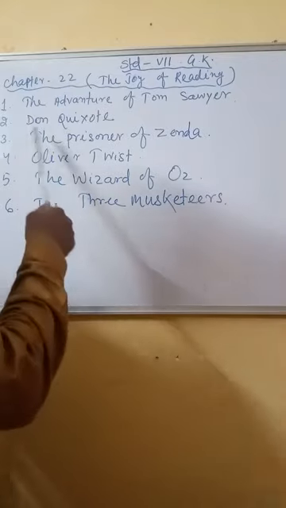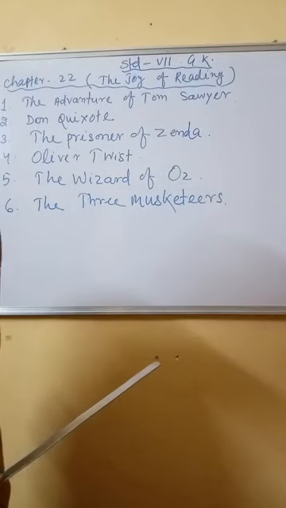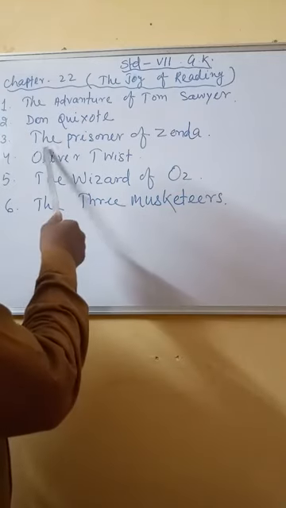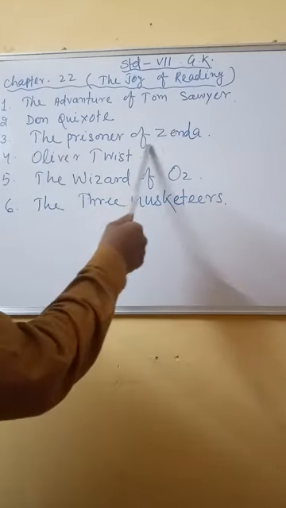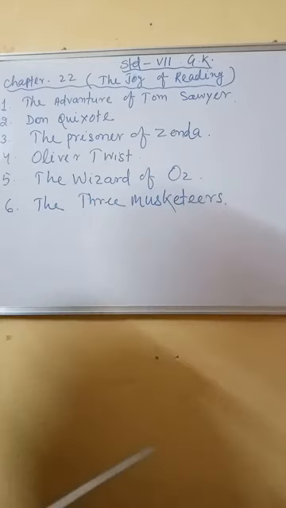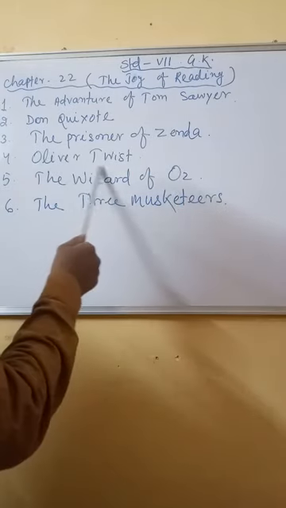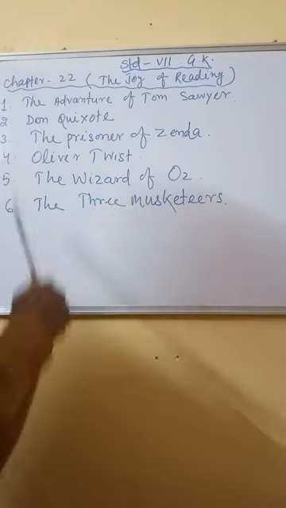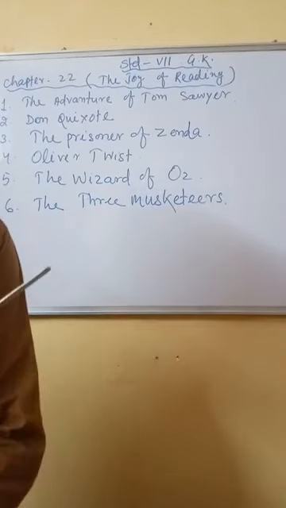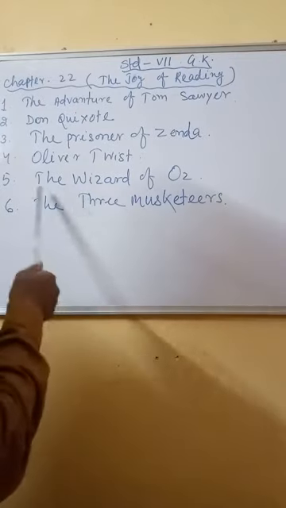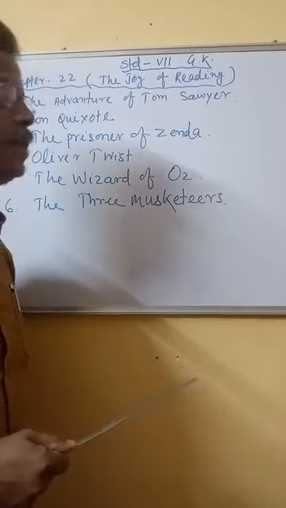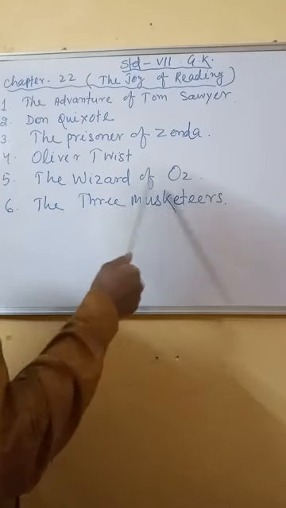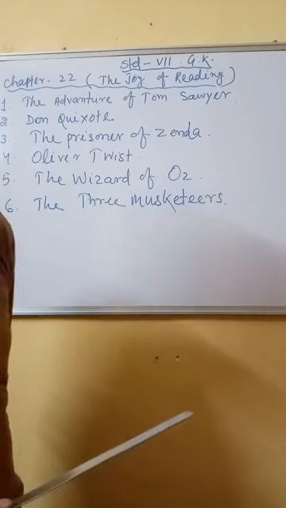The second one. Then in this manner, third one, the answer is The Prisoner of Zenda. Third one answer is The Prisoner of Zenda. Okay. Fourth one, Oliver Twist. And fifth one, The Wizard of Oz. Or Oz, you can say. The Wizard of Oz. Okay.